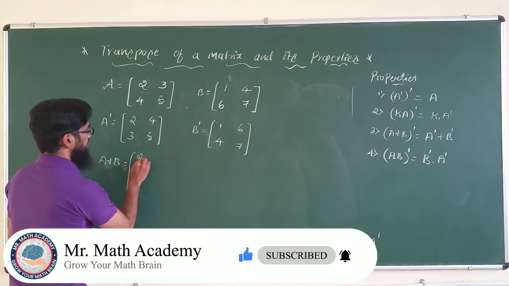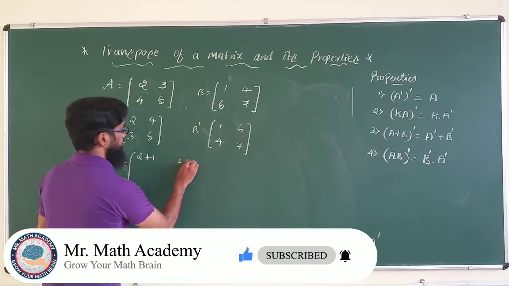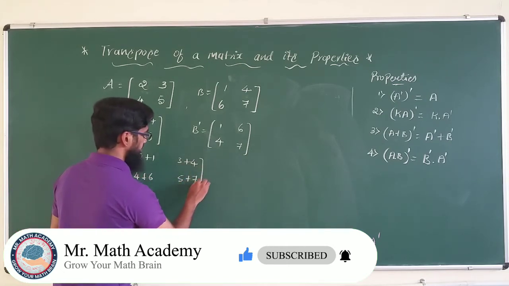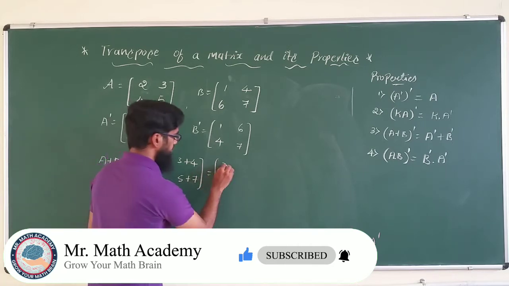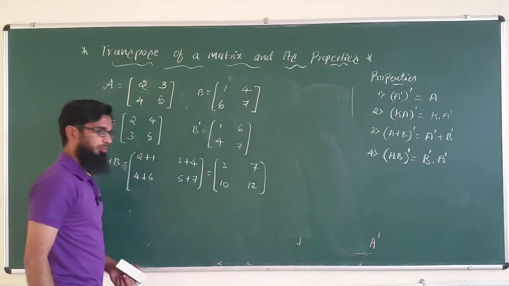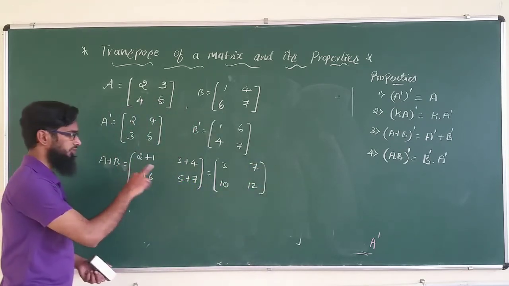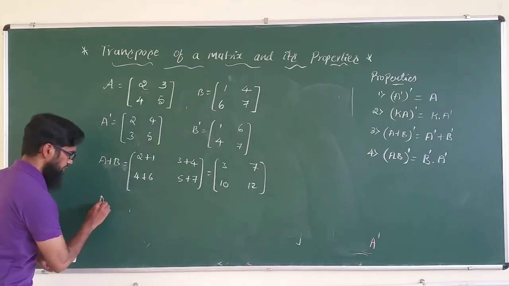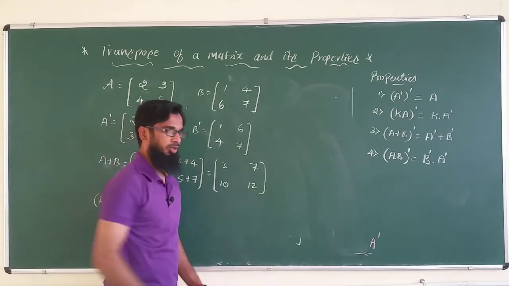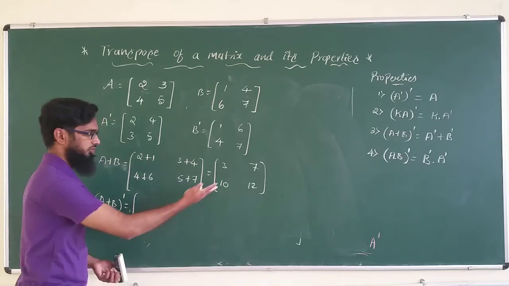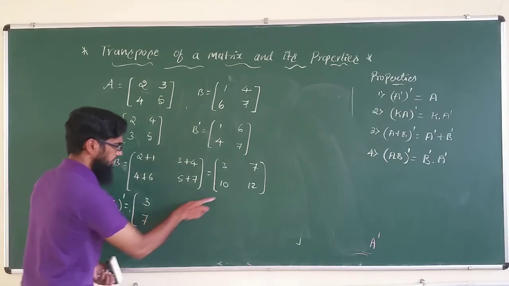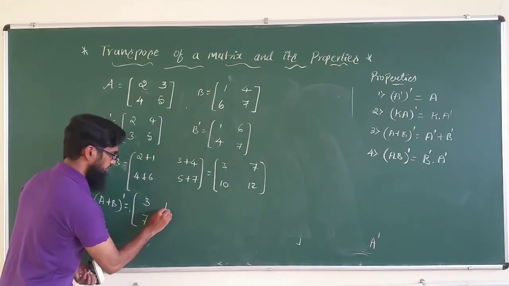I will write it here: 2 plus 1, 3 plus 4, 4 plus 6, 5 plus 7. So this is the matrix addition. Finally I get 3, 7, 10 and 12. So this is A plus B. Now I will go for the transpose of A plus B. For this matrix I have to apply the transpose. Take the first row as the first column, that is 3 7, and the second row as the second column, that is 10 12.